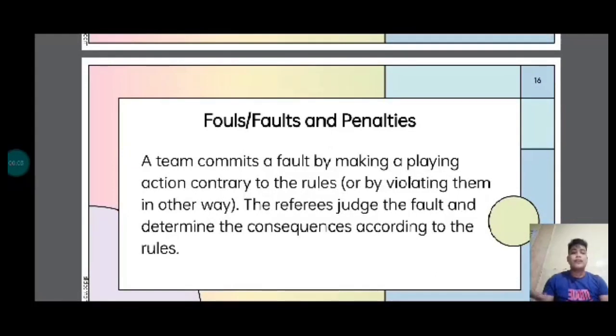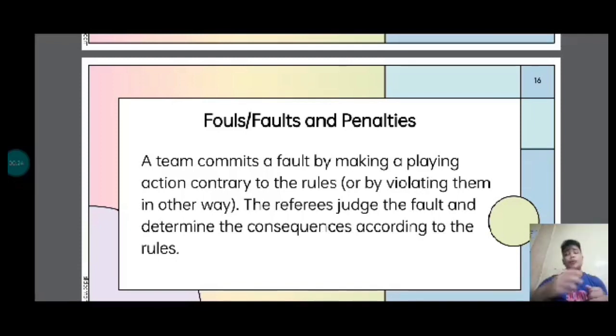A pleasant morning. I am Jeane Lozada and I am tasked to deliberate the fouls, faults, and penalties when playing volleyball. To start with, a team commits a fault by making a playing action contrary to the rules or by violating them in any other way. The referees judge the fault and determine the consequences according to the rules.